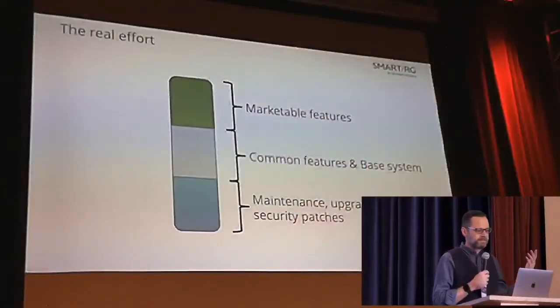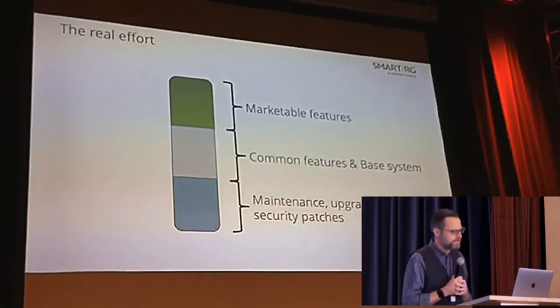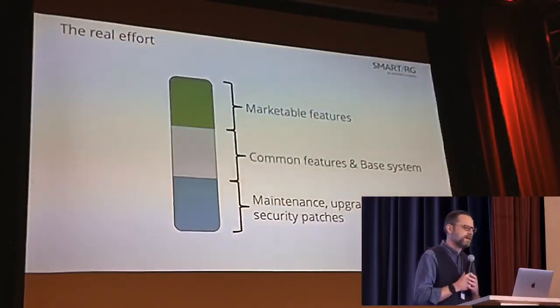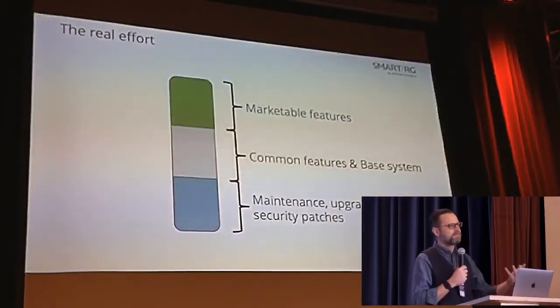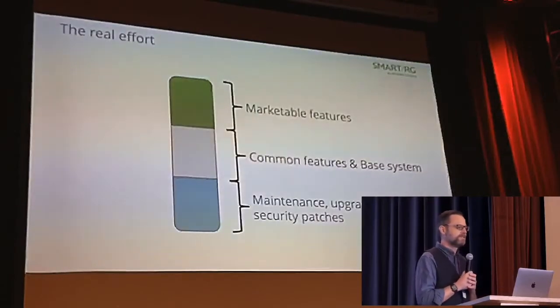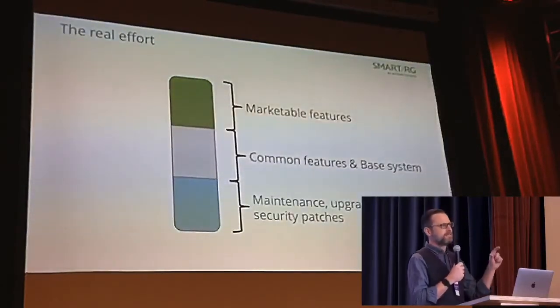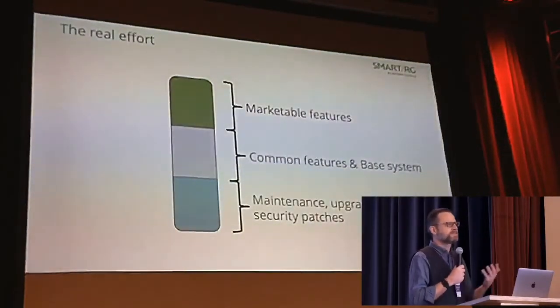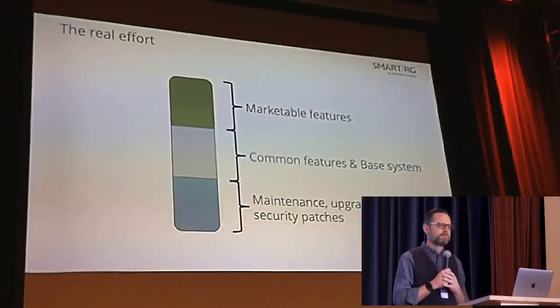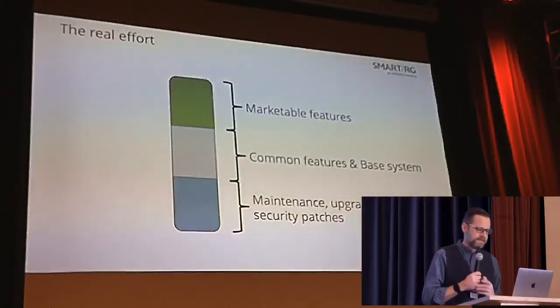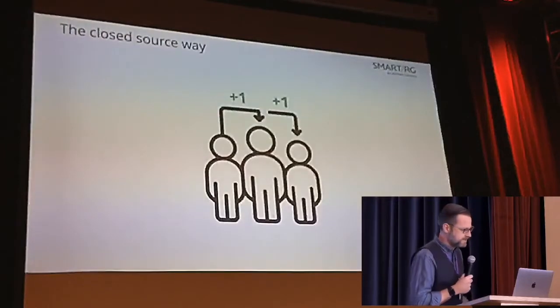And if you want to really see the whole effort, you need to take all three types of development into account. So starting at the bottom, you've got all the maintenance you do, managing upgrades, patches. Then you build in the common baseline features that give you little to no differentiation. And then finally, whatever time is left over, we can spend on building the marketable, differentiating features. So that looks pretty ugly.